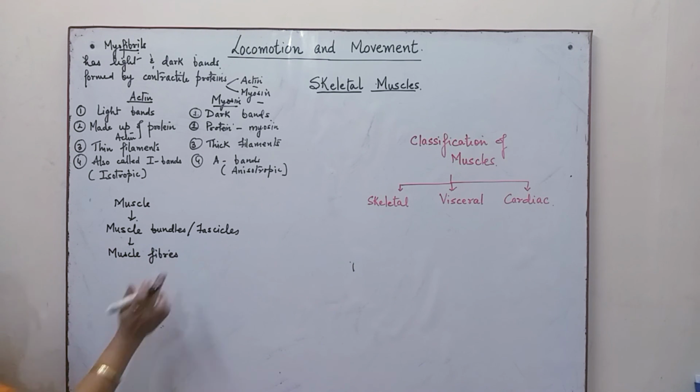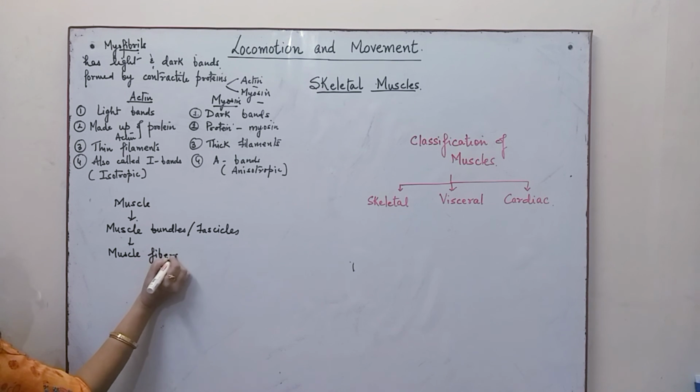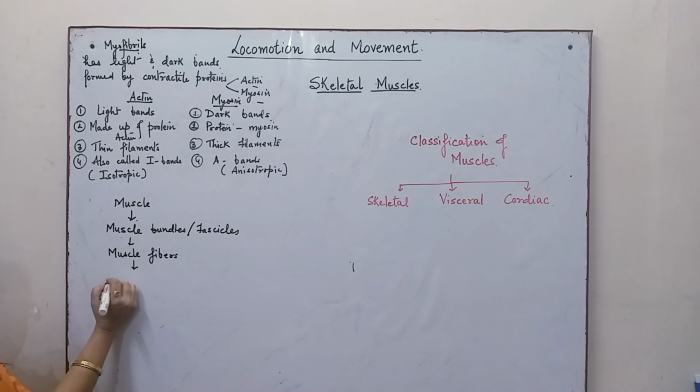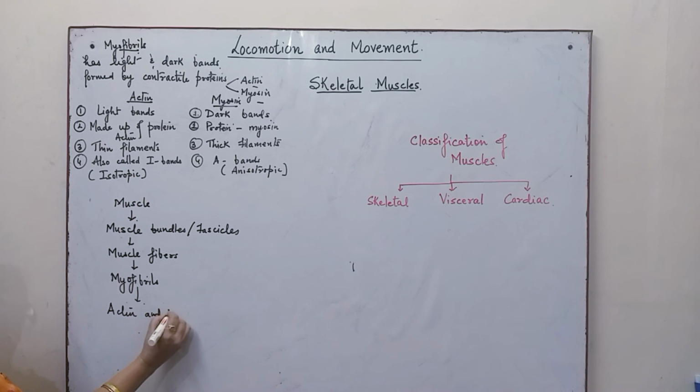These are further made up of filaments which are known as myofibrils. Myofibrils are further made up of actin and myosin. And this actin and myosin forms the sarcomere, which actually is the site or the functional unit to bring about the contraction.